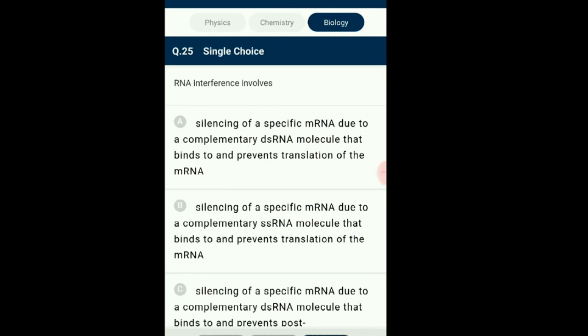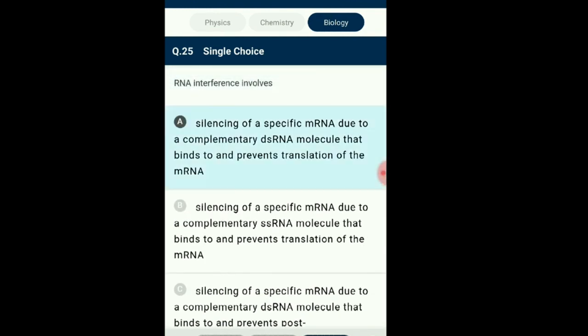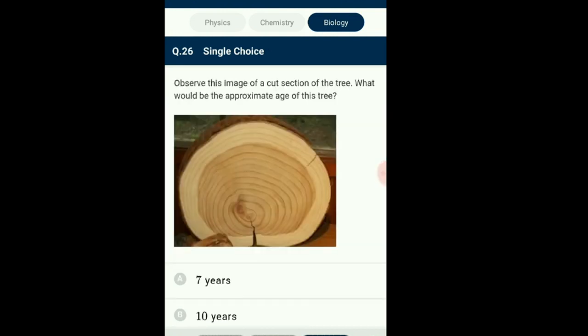The source of this complementary RNA could be from infection by viruses having RNA genomes or mobile genetic elements, generally called transposons, that replicate via an RNA intermediate. So the answer for this question is option A. RNAi involves silencing of a specific mRNA due to a complementary double-stranded RNA molecule that binds to and prevents translation of the mRNA.